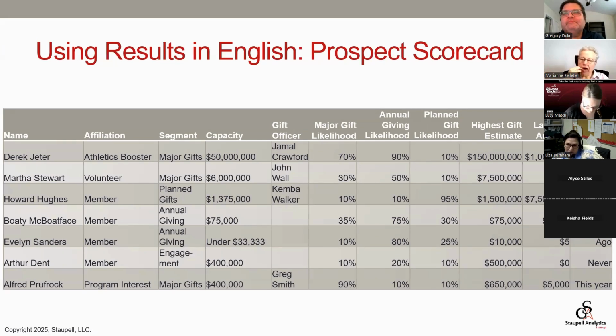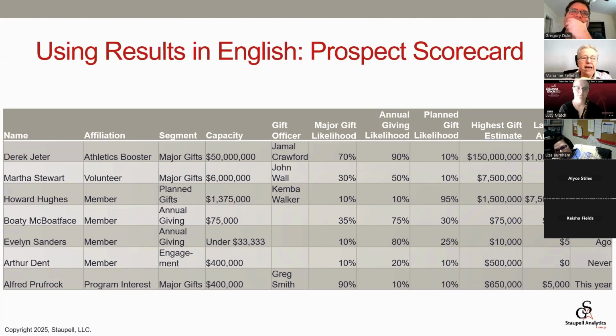And the answer is, okay, but how much real estate do you want to give up, or how small do you want the print to be? But really, when it comes down to it, you're going to think about if you had a prospect scorecard that pretty much laid out right in front of you for every prospect, this prospect really ought to be an annual giving or an engagement, right? The prospect's a non-donor, automatically they go in engagement.